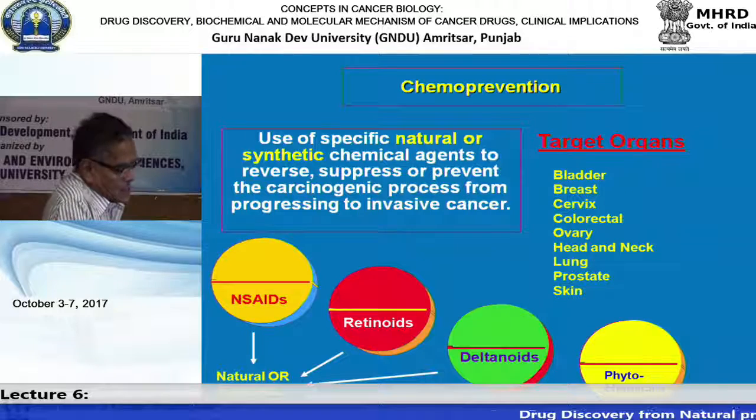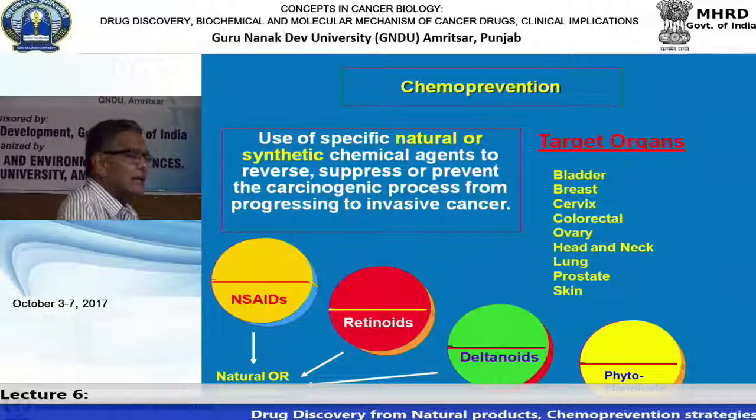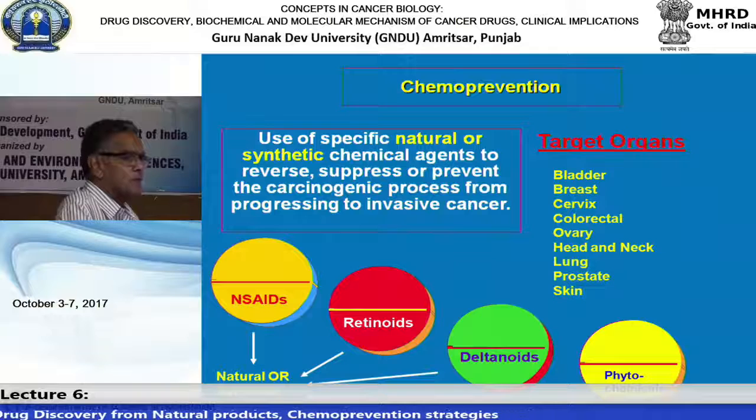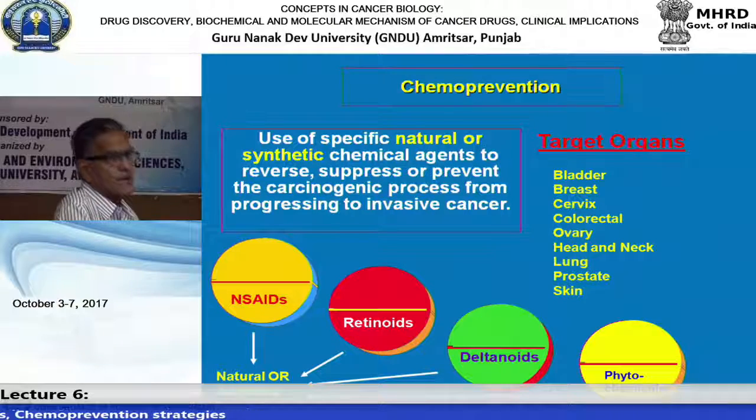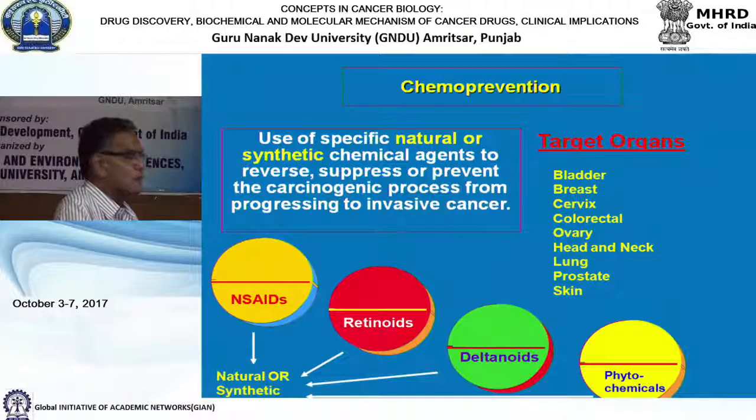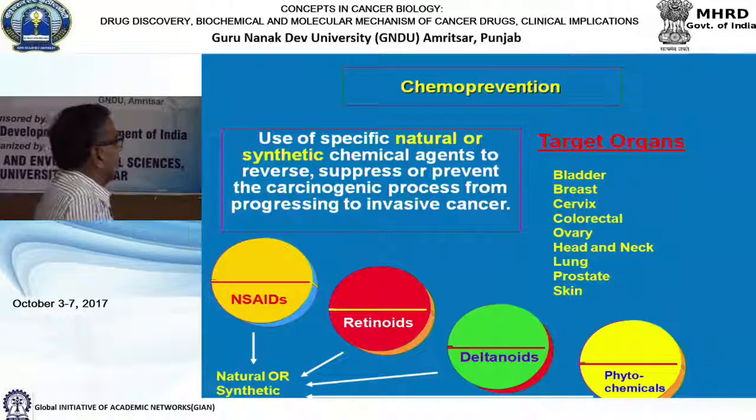Now, the original idea, when the word chemoprevention was introduced, Sporn was using isolated compounds, and that went on for many years, until even now, as new compounds are being analyzed.